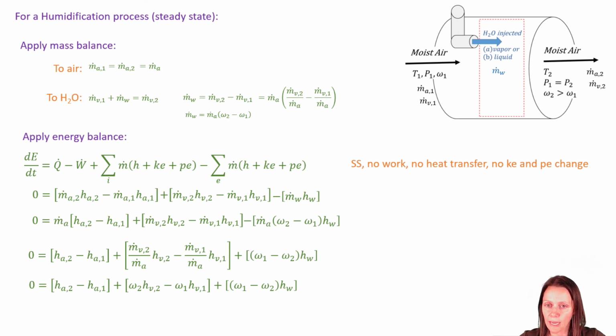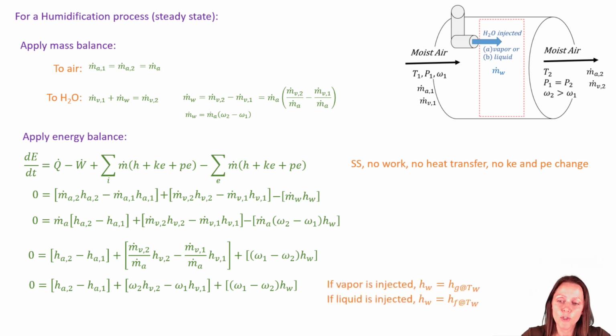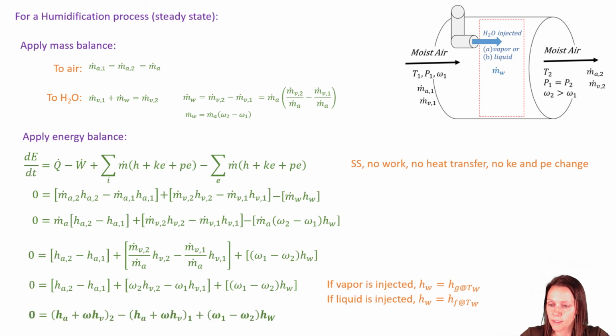The only thing that I might take issue with is the enthalpy of the injected water, because that's going to depend on whether you're injecting a superheated vapor or a liquid. If it's a vapor that's injected, you can approximate that as H sub G at the temperature that it's injected at. And with a liquid, you can approximate that as H sub F at the temperature that it's injected. Once I do that, I'm going to rearrange this so that I have things in terms of the specific enthalpy of the moist air. That way, if I wanted to use my psychrometric charts to solve this, I could.